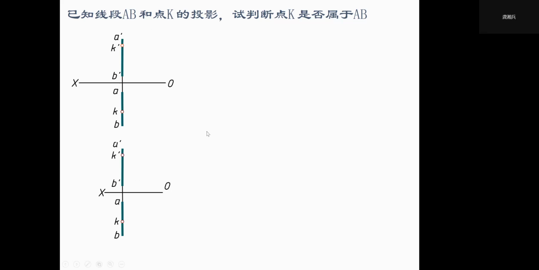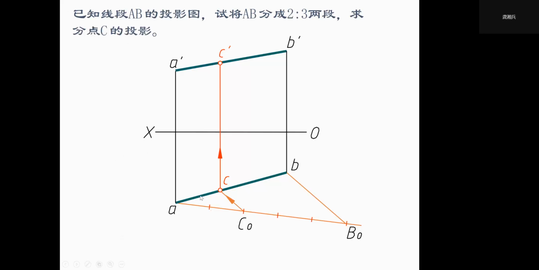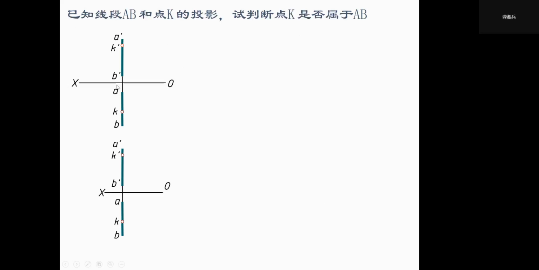We should remember this one. If K belongs to a line, just like here, it makes this part divided by this part have the same ratio. You see from this picture, this divided by this one and this one is the same, because these three lines are parallel lines. Parallel lines have the characteristic of making lines have the same ratio. So from this picture, you will find they do not have the same ratio. So K is not on AB.